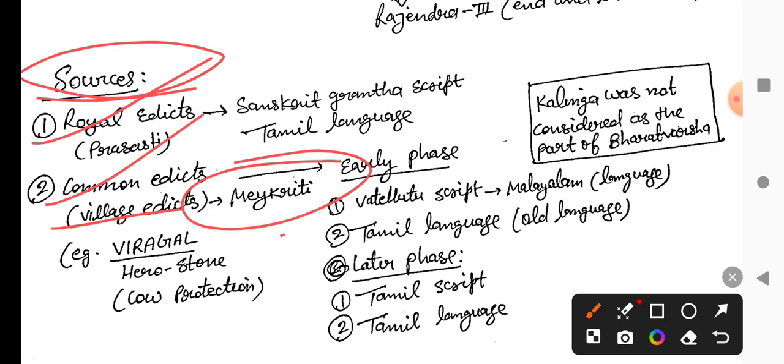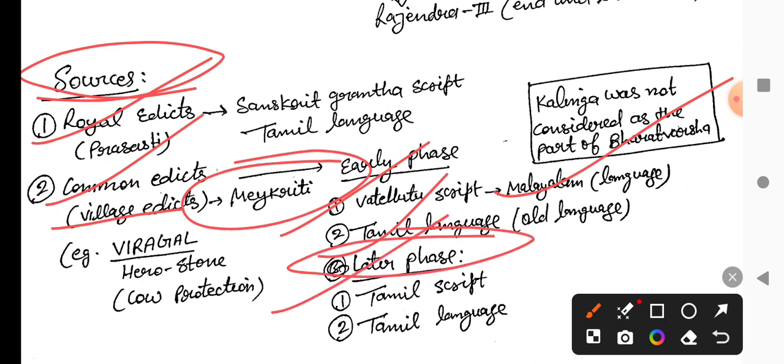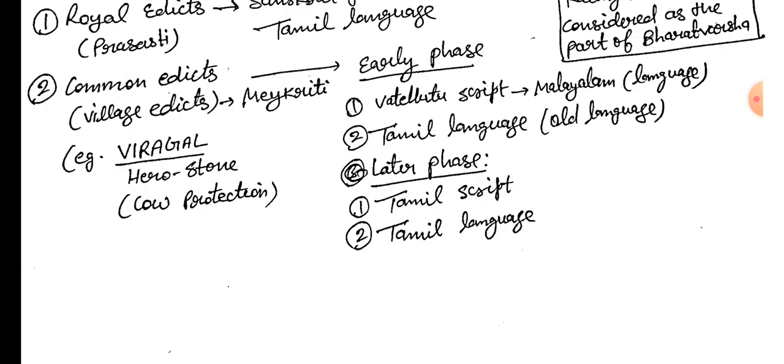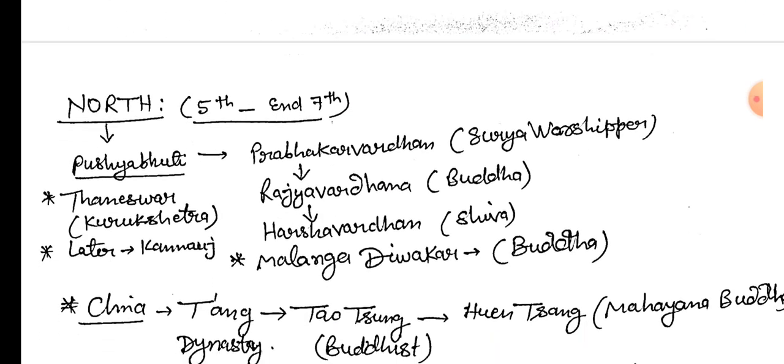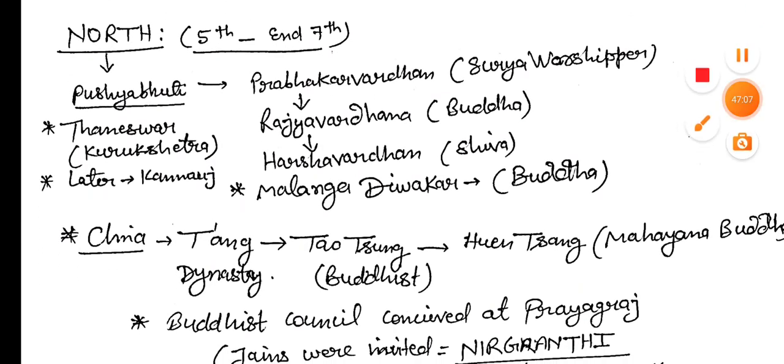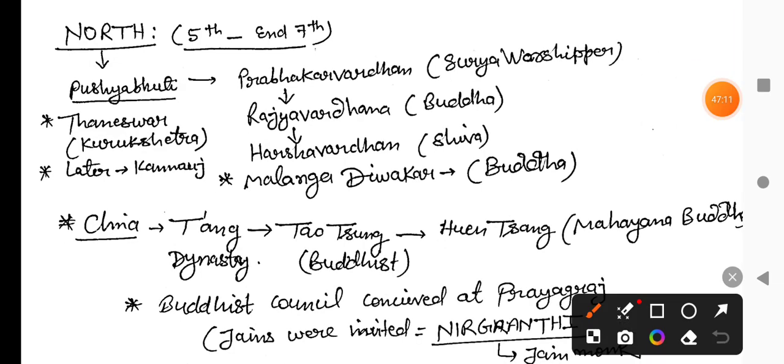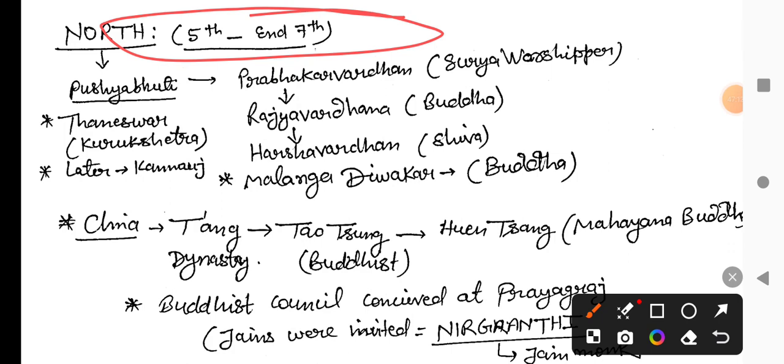Okay, early phase, Vatteluttu script in Malayalam language, Tamil language is the oldest language among all other languages, and in the later phase Tamil script and Tamil language were there, and the Viragal hero stone was built in cow protection. Okay, so you need to remember this, and we are moving to the north now, from here. Okay, in the 5th century to the 7th century end.